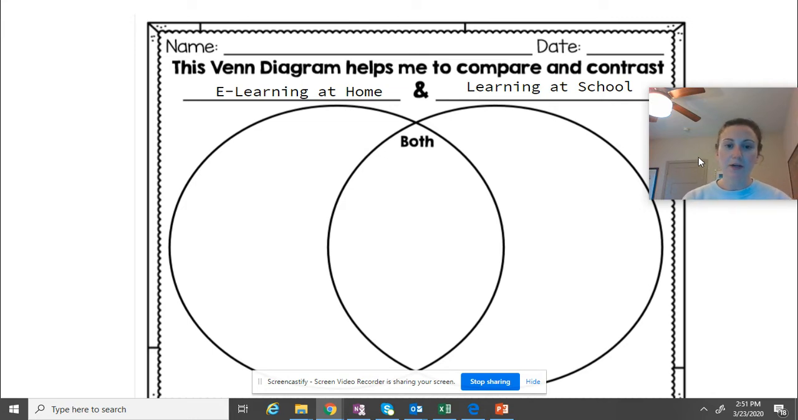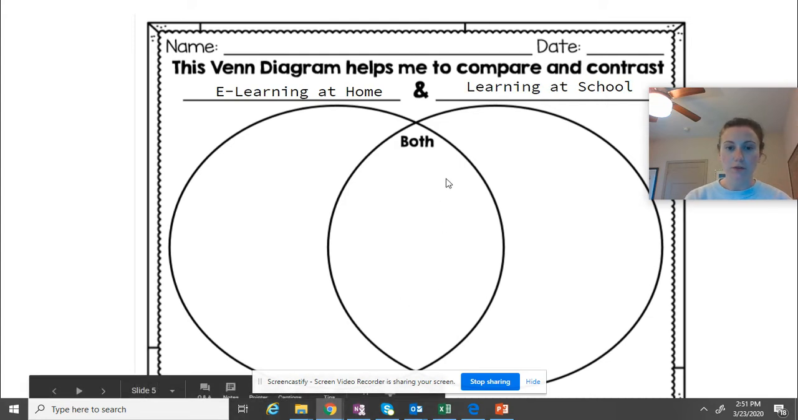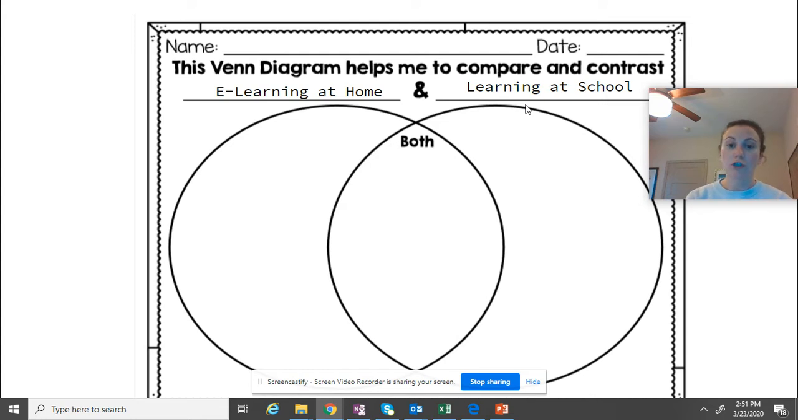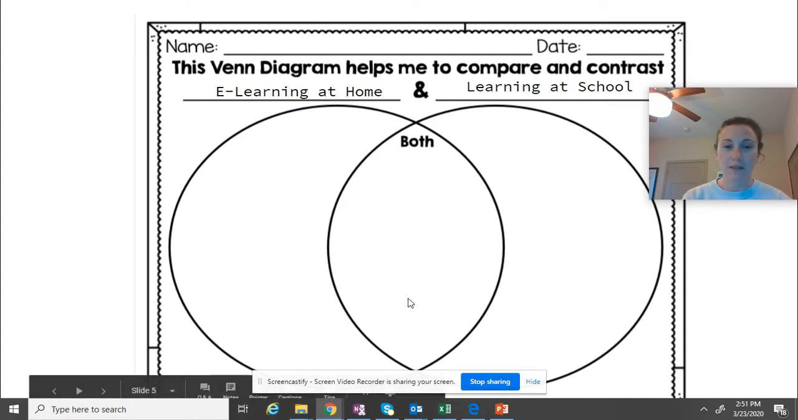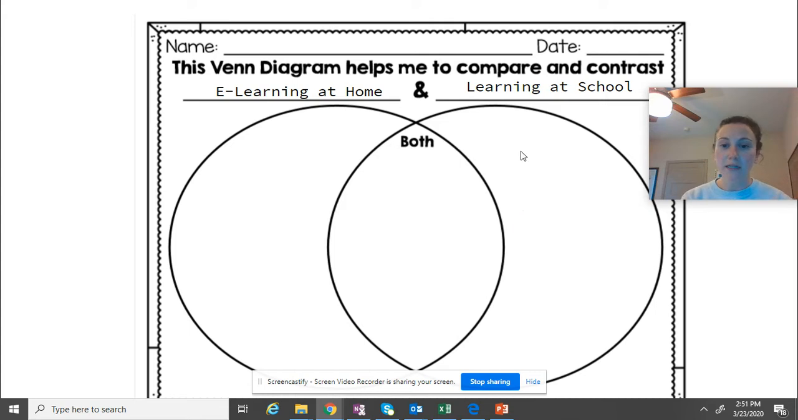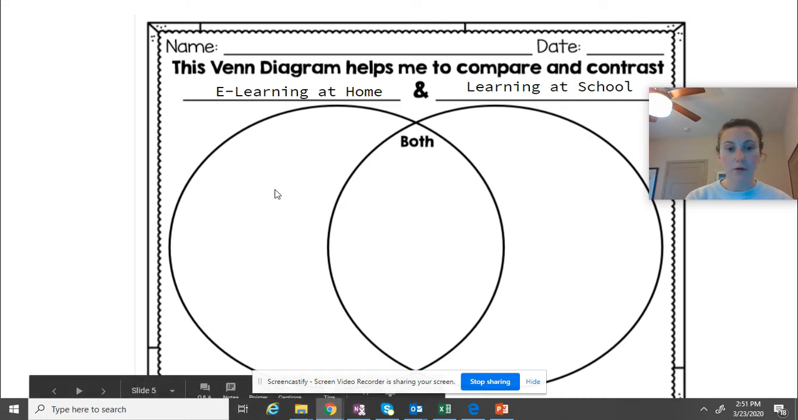You can see that the Venn diagram is made up of two overlapping circles. In the middle, where the circles overlap, that's where we're going to put the qualities that both e-learning at home and learning at school share. So the similarities, or the things that they have in common. On the right, the qualities that are only specific to learning at school, we're going to write on the learning at school side. And then the qualities that only apply to e-learning at home, we'll write over here. So they're differences. Let's think about the similarities first.